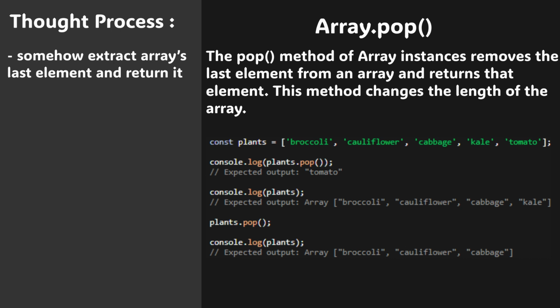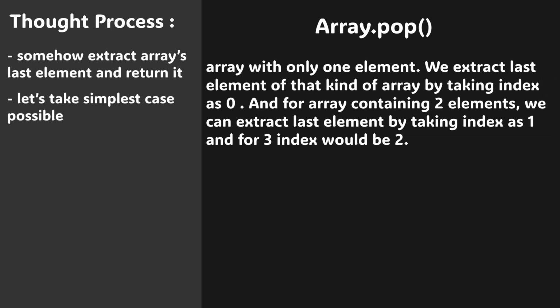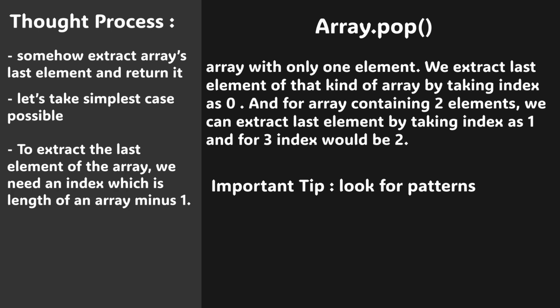First, extracting the last element. Extracting an element from an array requires the element's position index. Now let's take the simplest case possible, an array with only one element. We extract the last element of that kind of array by taking index as 0. And for an array containing two elements, we can extract the last element by taking index as 1, and for an array containing three elements, the index would be 2. Now, can you see the pattern here? To extract the last element of the array, we need an index which is the length of the array minus 1.